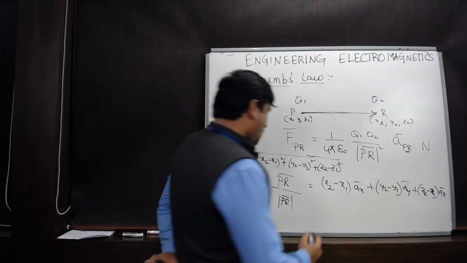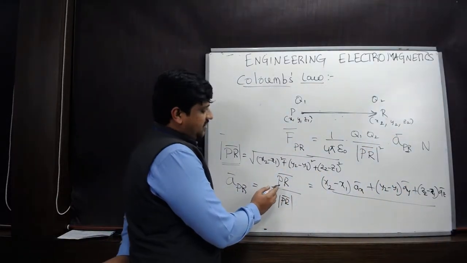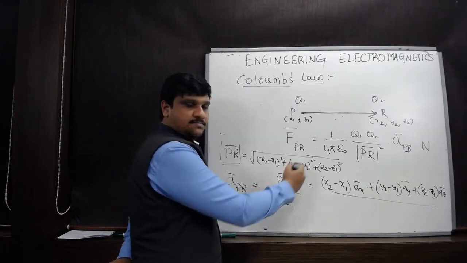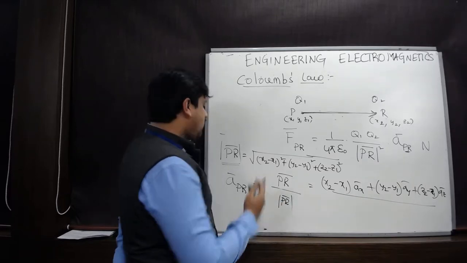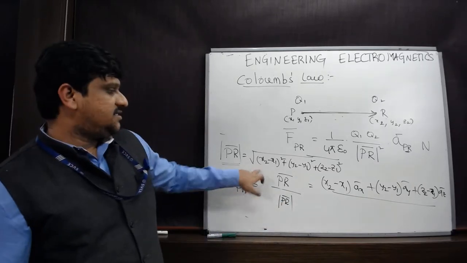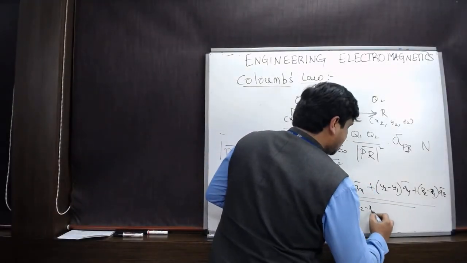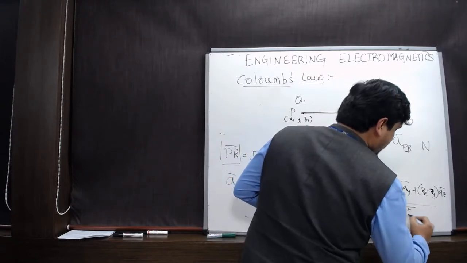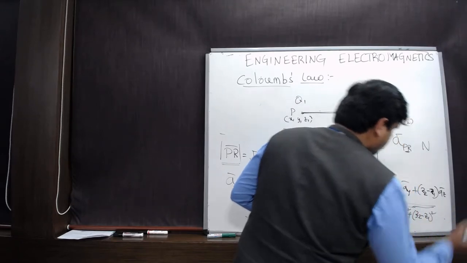And what is this? This is the magnitude, and the other is the vector. You should be very careful. Like, the magnitude of PR bar, we don't have the modulus sign here, so this is called the magnitude. This formula we already discussed, and the same thing we can apply here. So this can be the square root of (x2 minus x1) whole square plus (y2 minus y1) whole square plus (z2 minus z1) whole square.